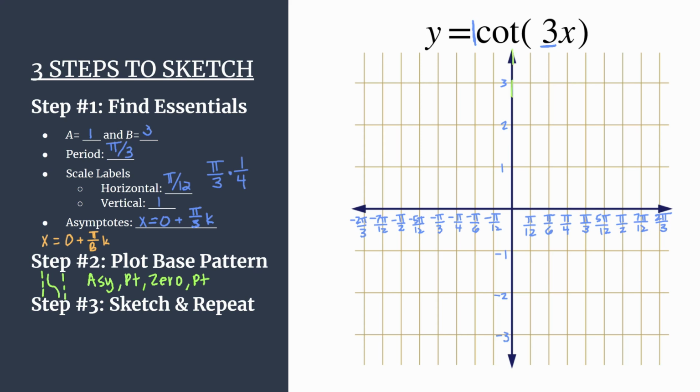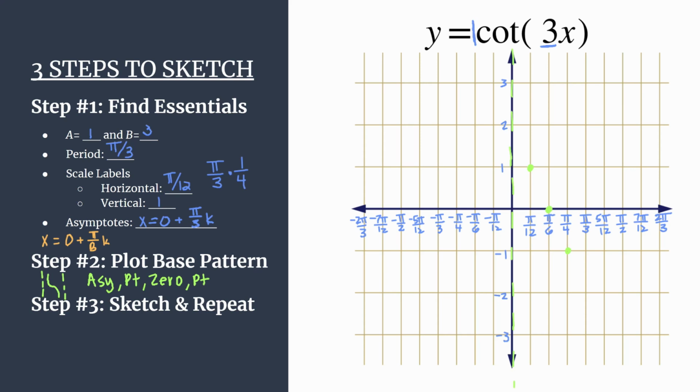Starting on the y-axis, we know we have this asymptote here at x equals 0. Our upper curve shaping point will happen at the first horizontal tick mark to the right, so at pi over 12, and you get the y-coordinate simply by looking at a, so 1. All right, then our next point is a 0, so at the second horizontal tick mark, pi over 6, you'll have your x-intercept. And the final piece of the base pattern is your lower curve shaping point. So that happens at the third horizontal tick mark to the right, that's pi over 4. And to get the y-coordinate, you just take the opposite value of a, so negative 1. All right, so this is one cycle of cotangent 3x, and we're ready for step 3.